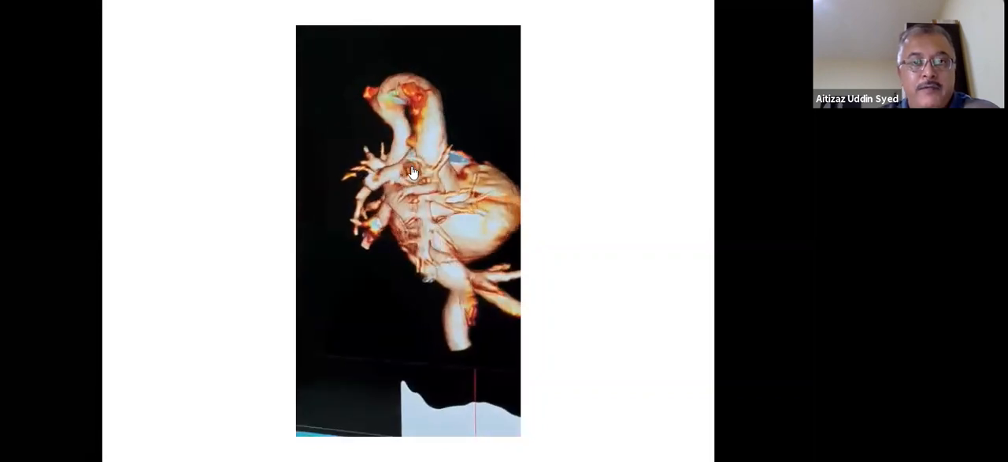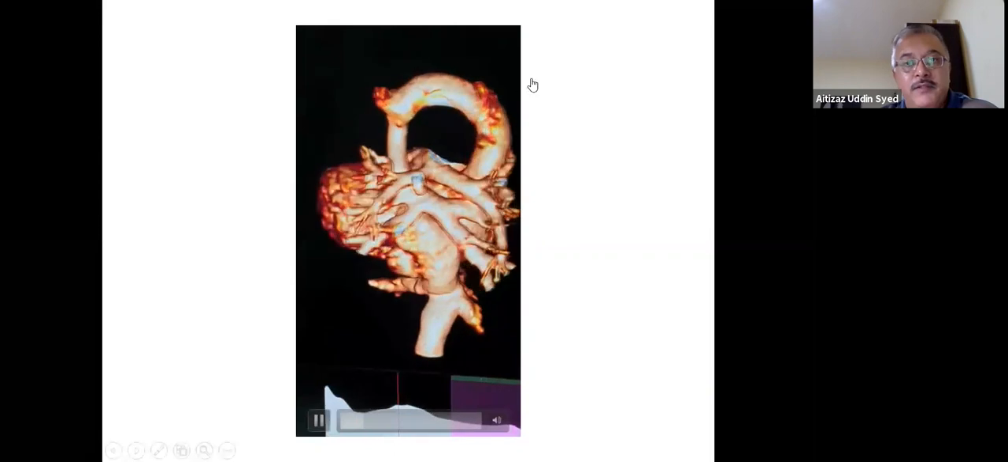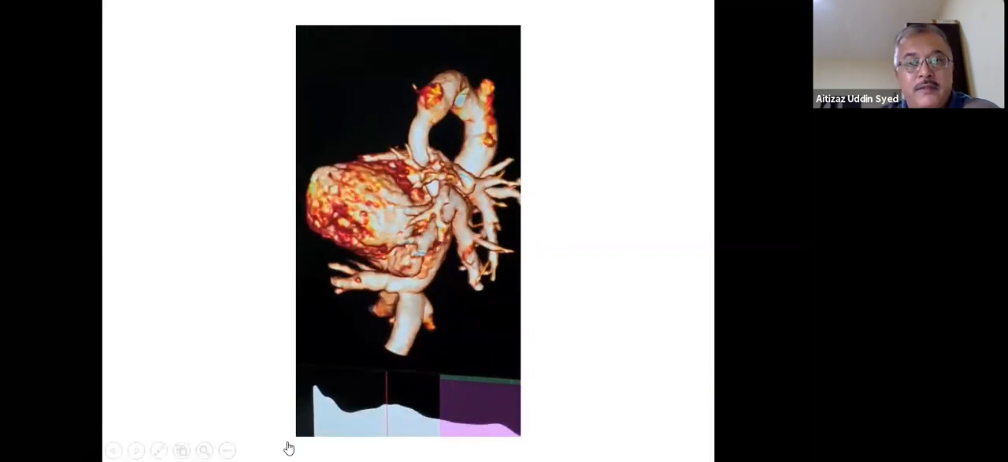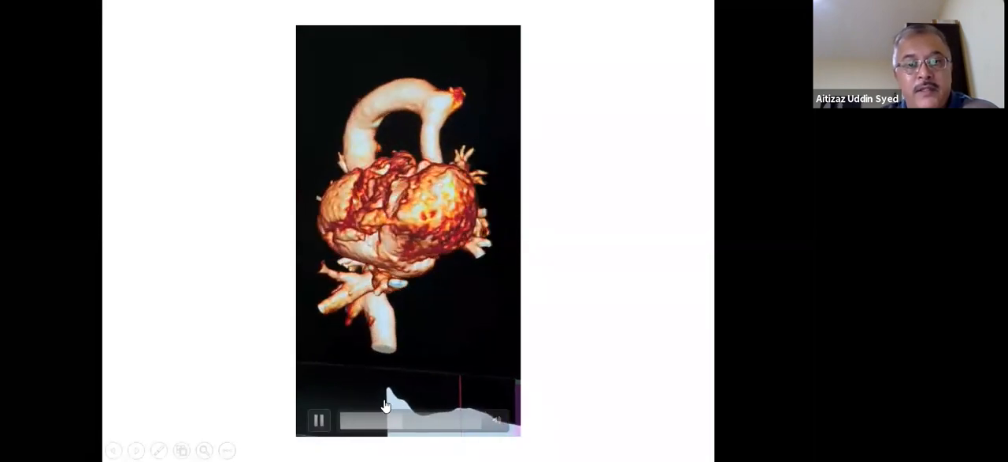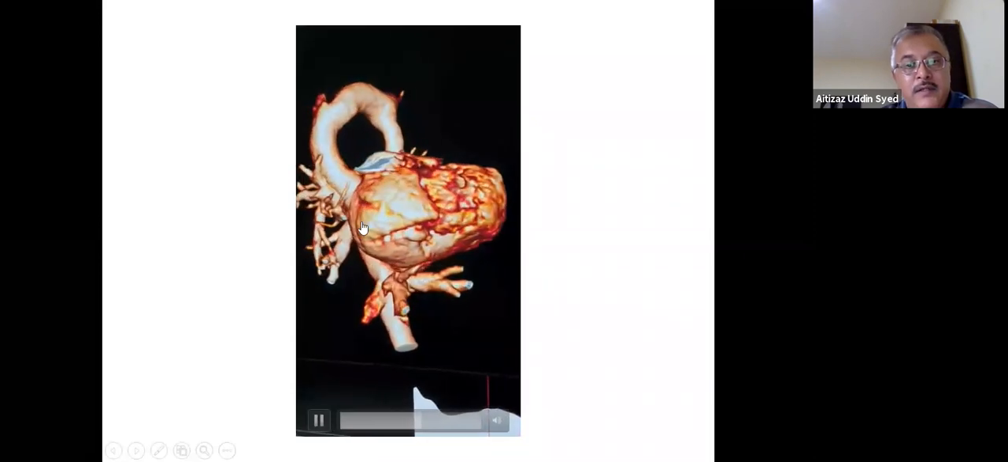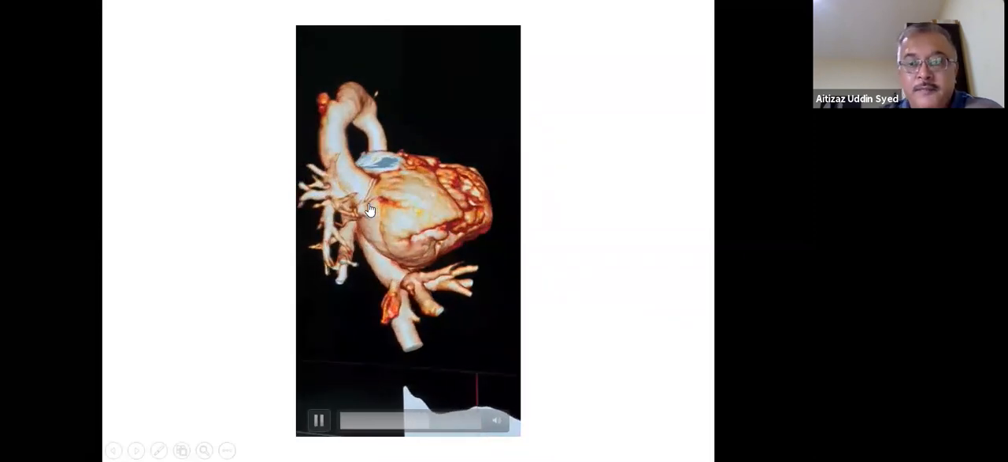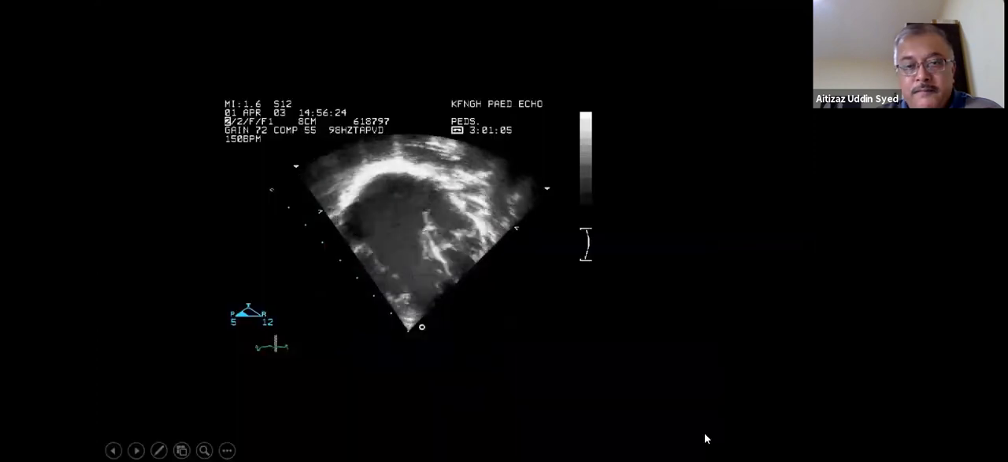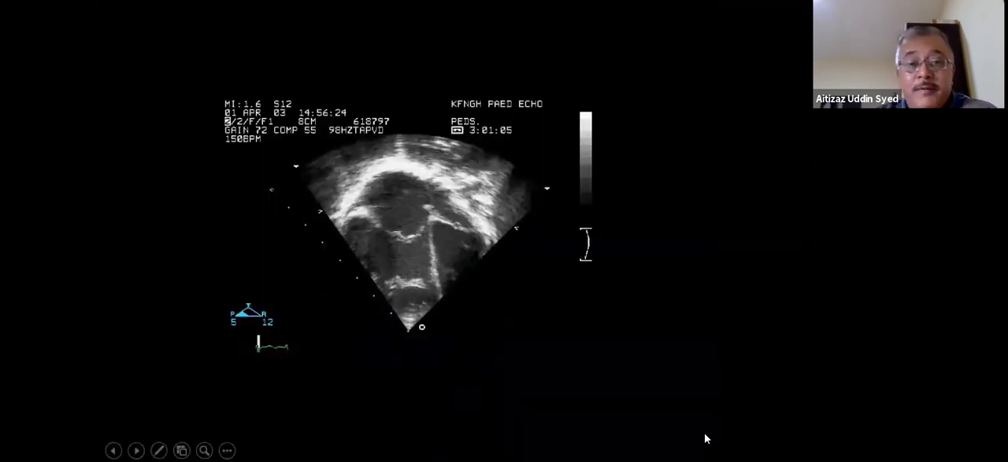Yeah, sorry. Anyway, this is the vertical vein, the innominate vein, which is horizontal. Then on the right side, you see the right superior vena cava. This is the inferior vena cava, and they are both going to the right atrium. Again, we were talking about the echo.